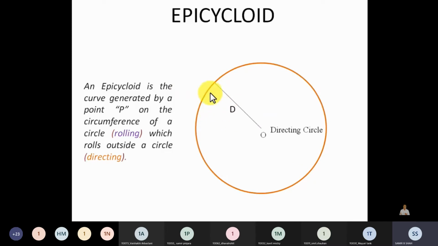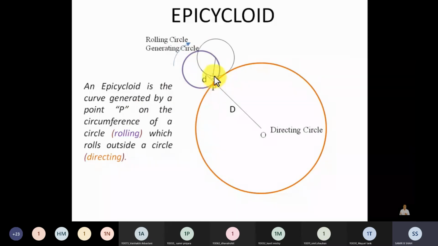Okay, let me show you how it is. So this directing circle is having a diameter capital D, and somewhere here we're going to have a rolling circle, something like this. Please watch carefully. This is going to have a diameter small d. Okay, so this is the rolling circle. Fine, let's move ahead. Let's say that this rolling circle is rolling in the clockwise sense. Fine, something like this. Let's start from this point. So this is the point P on the circumference. On this circumference, we have this point P.